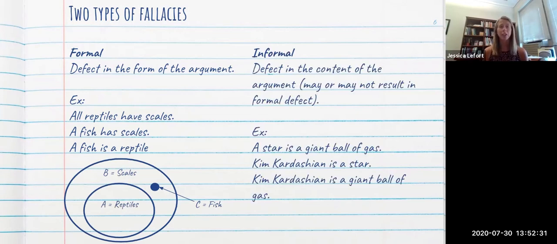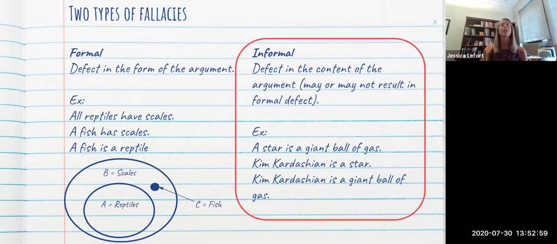The other kind of fallacy are informal fallacies. These are defects in the content of the argument. They may or may not result in a formal defect, and this is why you don't need to have a deep understanding of formal logic to understand informal fallacies. A good example here is, a star is a giant ball of gas, Kim Kardashian is a star, therefore Kim Kardashian is a giant ball of gas. You understand automatically that this argument is fallacious, but you don't need a deep understanding of the form of logic in order to figure out why. This is why I like to start with informal fallacies when I'm introducing fallacies to my students.